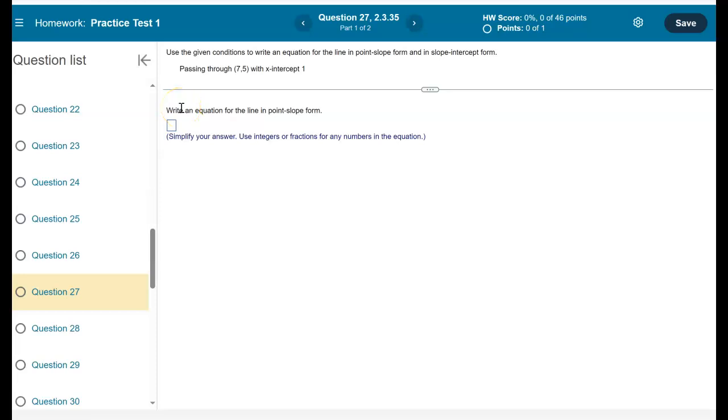Now let us consider the following problem. Use the given conditions to write the equation of the line in point-slope form and slope-intercept form. Here we're given a point, (7, 5), with x-intercept equal to 1.